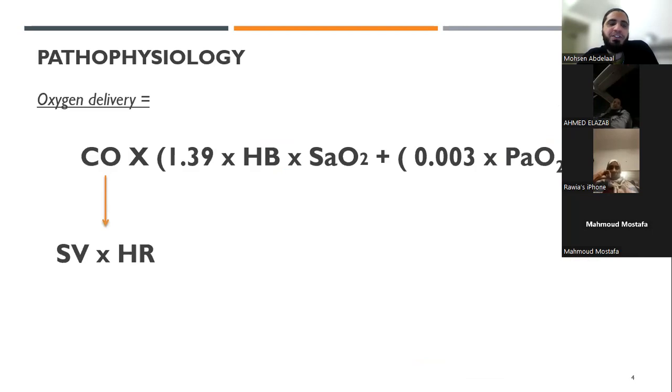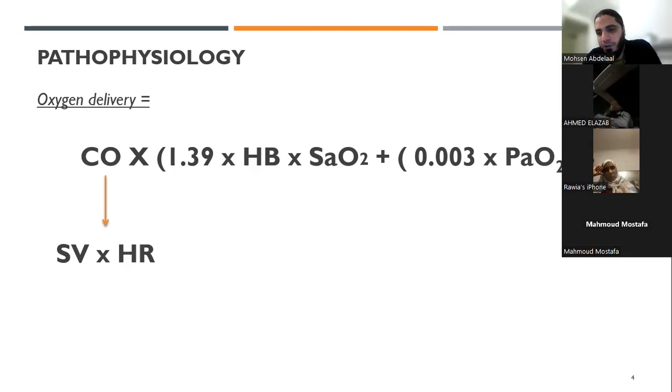So if you look at the equation, it starts with the cardiac output multiplied by so many fixed and variable numbers. But because it's the first number multiplied to the rest of them, it has the biggest impact on oxygen delivery. I'll just simplify it for you. It's cardiac output multiplied by 1.39, which is the hemoglobin carrying capacity of oxygen in the blood, multiplied by the oxygen saturation. So how much percentage of this hemoglobin is saturated with oxygen.